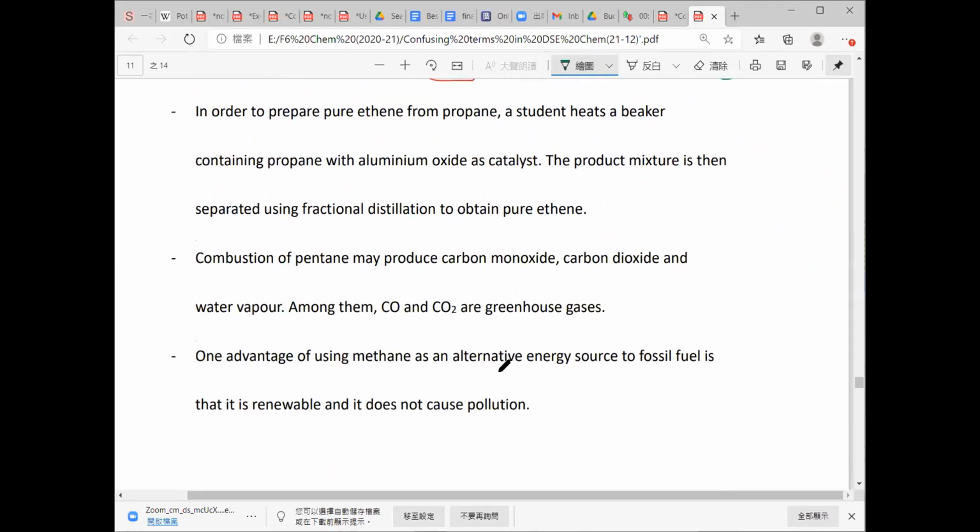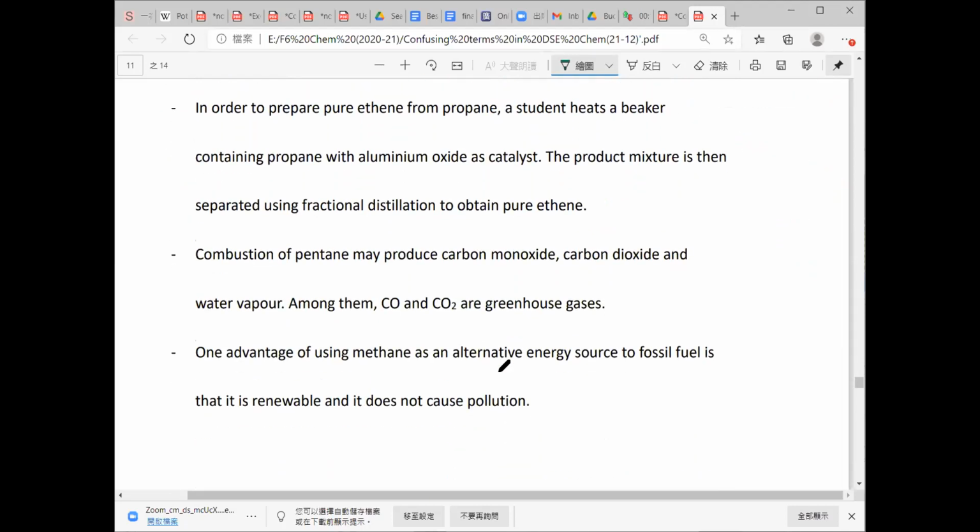係一定要問清楚呢個。Second question. In order to prepare pure ethene from propane, the student heats a beaker containing propane with aluminum oxide as a catalyst. The product mixture is then separated using fractional distillation to obtain pure ethene. Correct. You say it correct.